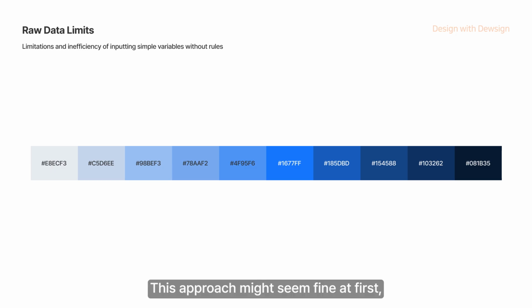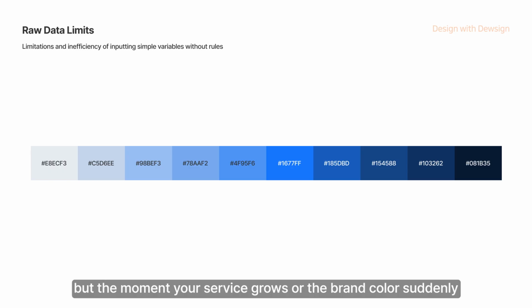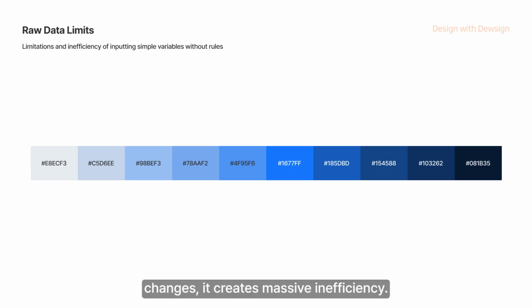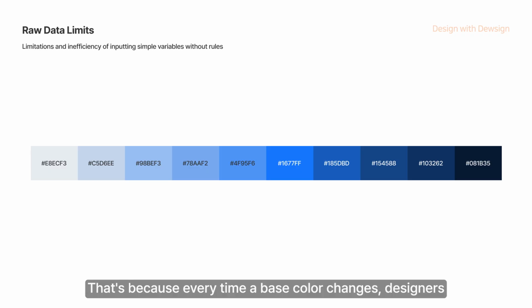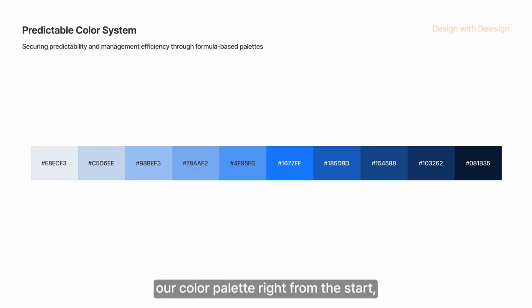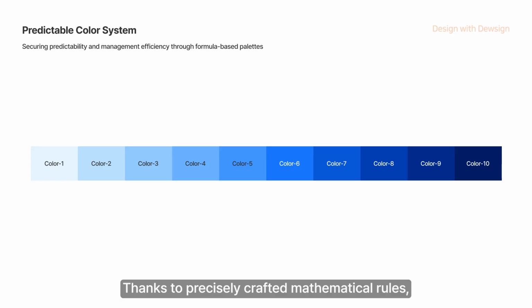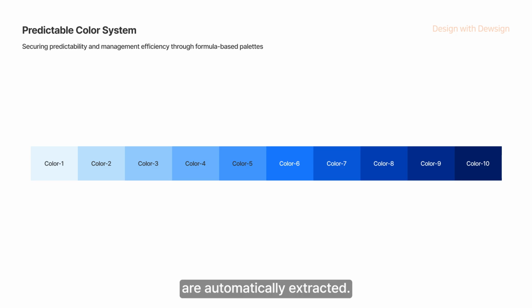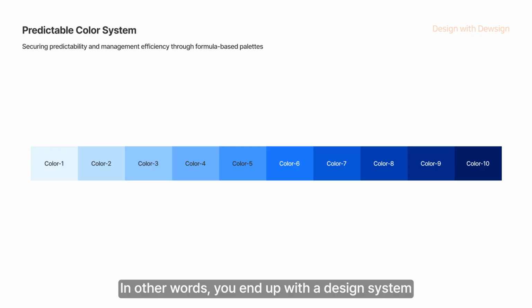This approach might seem fine at first, but the moment your service grows or the brand color suddenly changes, it creates massive inefficiency. That's because every time a base color changes, designers have to manually recalculate the brightness and contrast values for countless components one by one. But when we thoroughly formulate our color palette right from the start, the story completely changes. Thanks to precisely crafted mathematical rules, no matter what base color is fed into the system, matching scales of brightness and saturation are automatically extracted. In other words, you end up with a design system where color changes are fully predictable and completely under control.